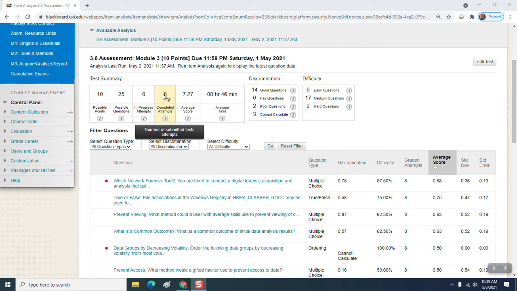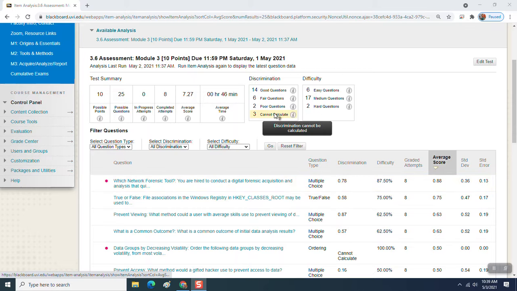After all students engaged their first attempt, the average score was basically a 73%. That's a solid average. We did have some scattered questions that were considered poor or cannot calculate, largely because students all knew the answer, and so the discrimination between answers was negligible, but that's to be expected. For the difficulty ratings, there were 6 easy, 17 medium, and 2 hard questions, which is the kind of distribution we want. We don't want too many easy questions. We don't want too many hard questions.